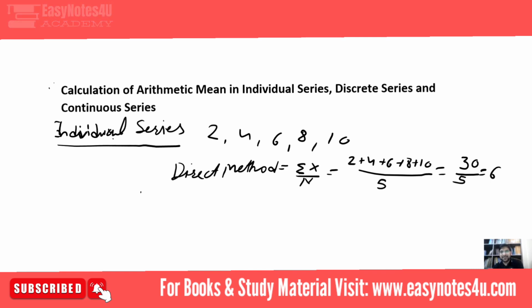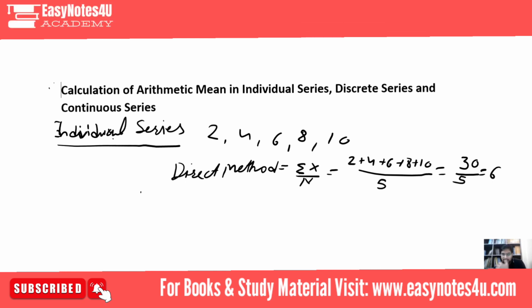If we calculate the same through the actual mean method, first of all we have to calculate the actual mean. So it is the direct method, or you can also solve it through the actual mean method. First you have to calculate the actual mean, then you have to take the deviation from each and every value. So you can also calculate through taking the deviations from each and every value.